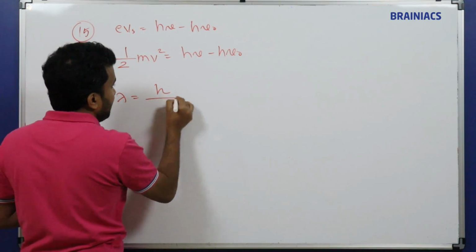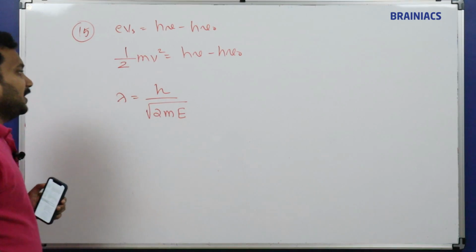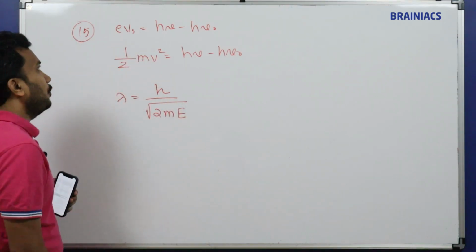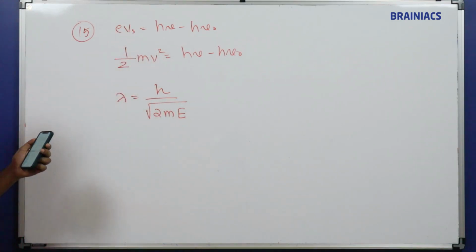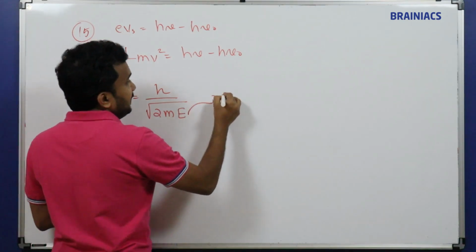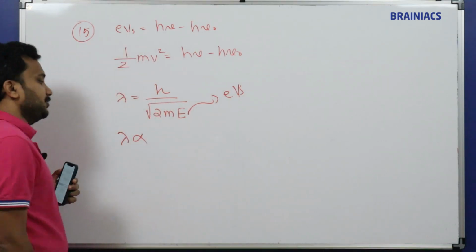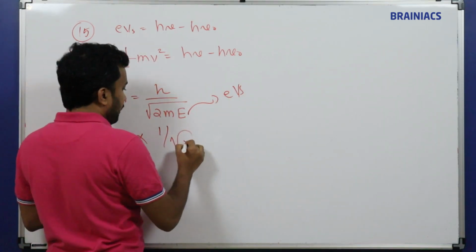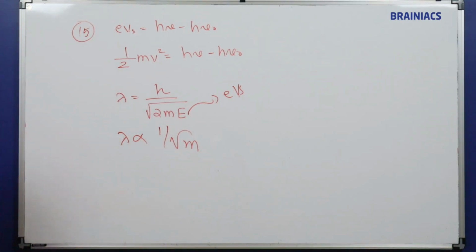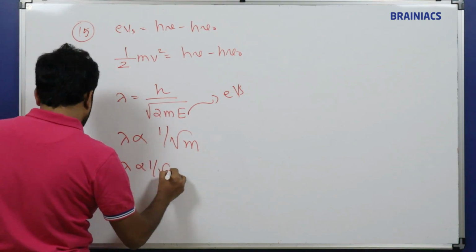So lambda is equal to h divided by root of 2mE. E is the kinetic energy, which you can write as half mv square, or you can write eVs. Both ways it is the same. So I know lambda is proportional to this, where E is equal to eVs, the electronic charge into the stopping potential. So lambda is proportional to 1 by root m. So we have two cases. First one, lambda is proportional to 1 by root m.